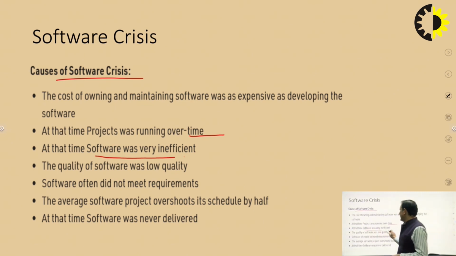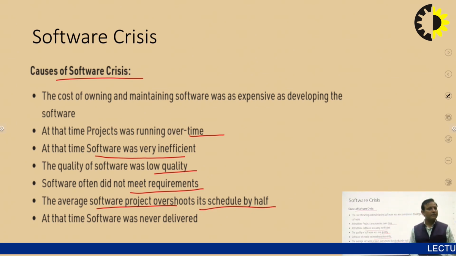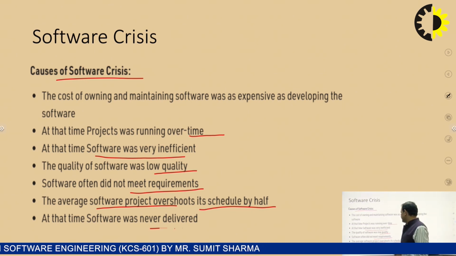Software was very inefficient. The quality of software was low. It does not meet the requirements. What we require and what we have delivered, the difference is there. The average software project overshoots its schedule by half. And the software was never delivered because we did not complete the task within the time frame.